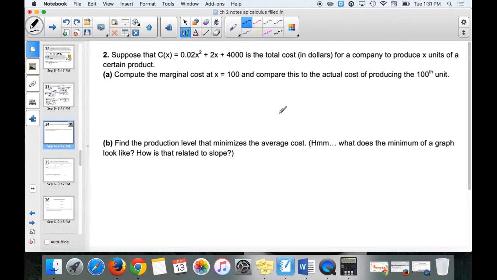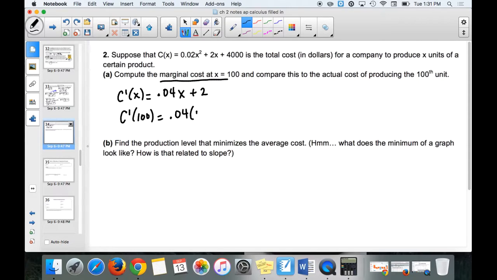So if you're finding the marginal cost, we know that we're going to take the derivative. So our derivative of 0.02x squared is going to be 0.04x, and then we're going to have plus 2. And then we quickly plug in 100. So I have 0.04 times 100 plus 2. So we get 6. So what does that mean? It means around when you're producing the 100th item, your cost per item ends up being around $6 per unit, okay? So you would want to sell it for more than $6.